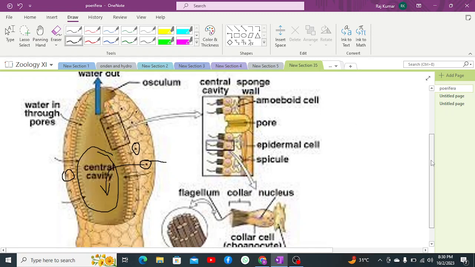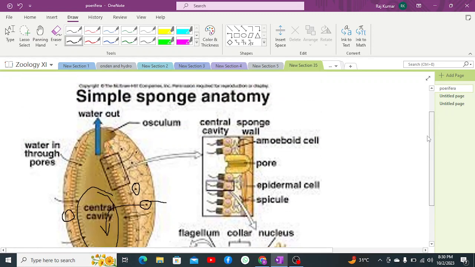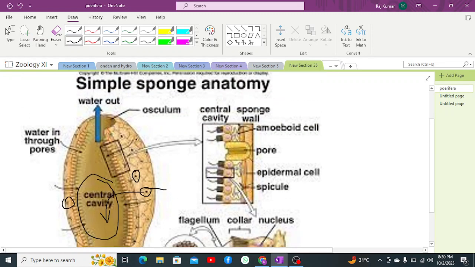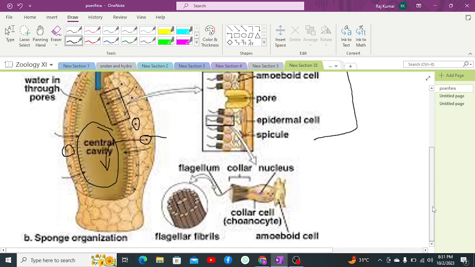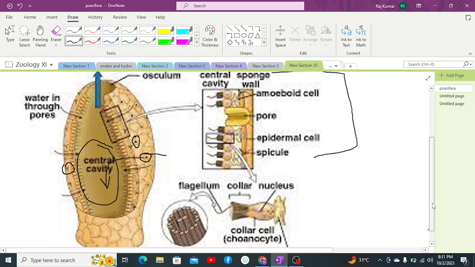Now when it comes to its body wall structure, the sponge wall basically has two layers. The first, outermost layer is known as the pinacoderm, which is made up of pinacocytes, whereas the innermost layer is known as the gastroderm, which is made up of choanocytes or collar cells. Pinacocytes, as the name suggests, pinna means intake of liquid, and cytes means cells, so cells which assist in intake of liquid are known as pinacocytes.